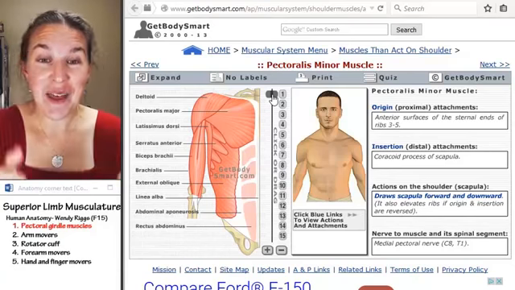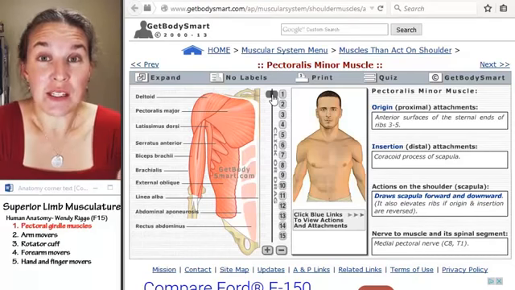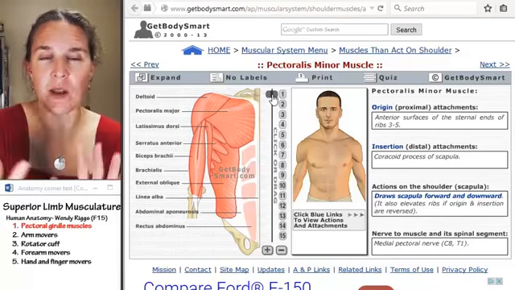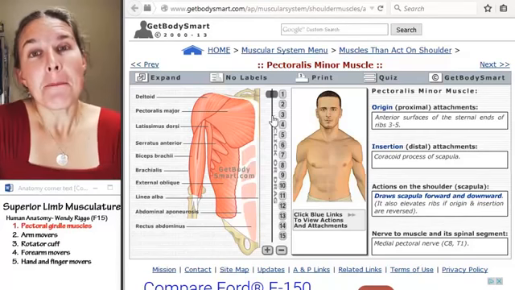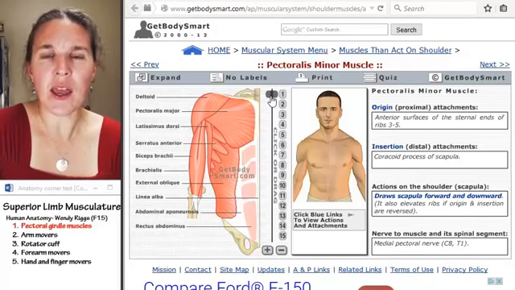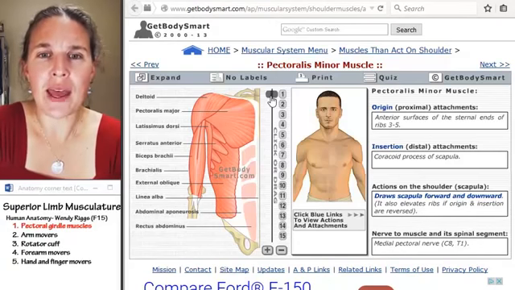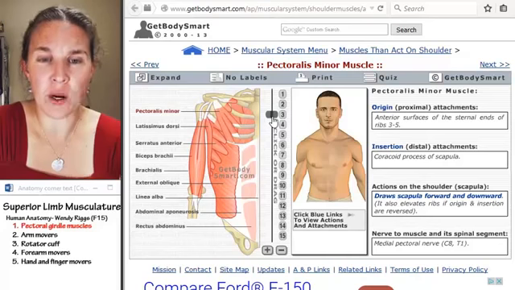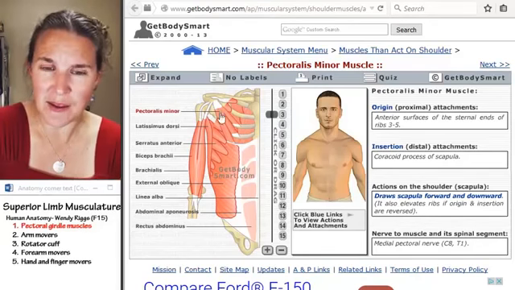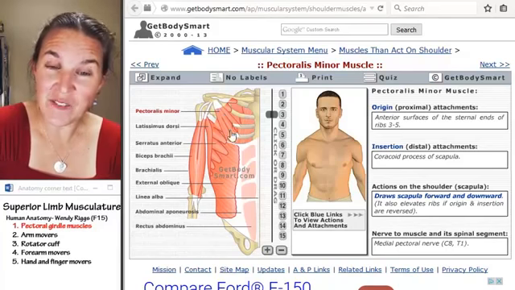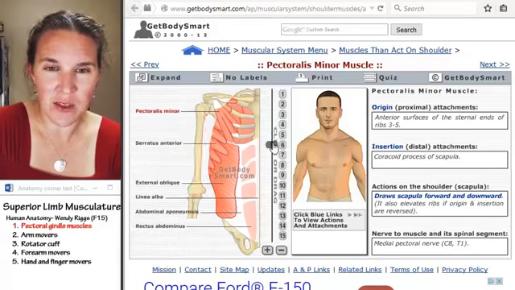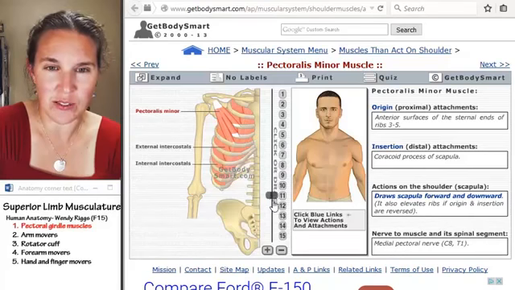Now, pec major doesn't move the scapula. It's not in our group today. It's superior, whatever. We'll get there. Pec minor moves the shoulder. Okay, that should tell you right away that we're going to have some kind of attachment to the scapula. And in fact, if you look at this, and it might be a little bit hard to tell, I'm going to eliminate some of the other muscles so that you can see this more clearly.